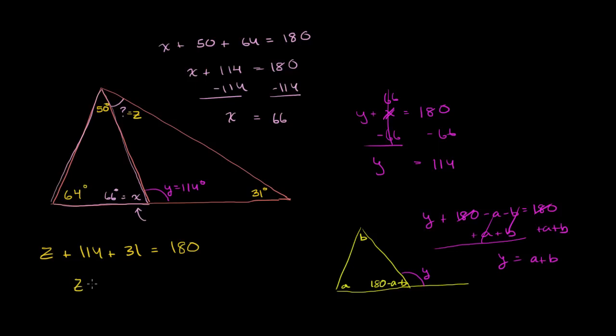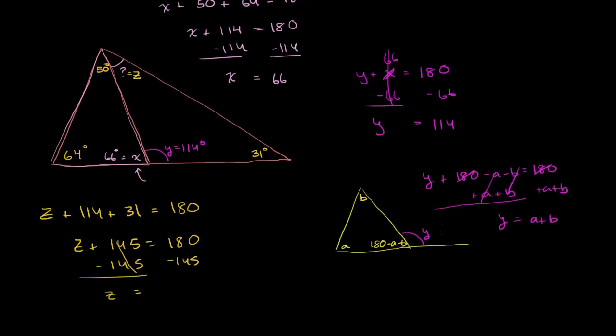So we get z plus, what is this, 145? 145 is equal to 180. Did I do that right? We have 15 and then a 30. Yep, 145 is equal to 180. Subtract 145 from both sides of this equation, and we are left with z is equal to 180 minus 145, which is equal to 35. So z is equal to 35 degrees, and we are done.